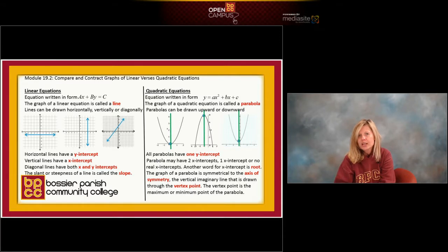Another word you're going to hear for x-intercept is the word root. So don't get confused with that. Lastly, there are 2 vocabulary words that relate to parabolas only that have nothing to do with lines. The 2 words are vertex point and axis of symmetry. If you look at your parabola, there is always 1 point that's all by itself, and it's highlighted in blue. It's the point that's either the highest, the maximum, or the lowest, the minimum, and that's called the vertex point. So every parabola has that 1 point that stands by itself.